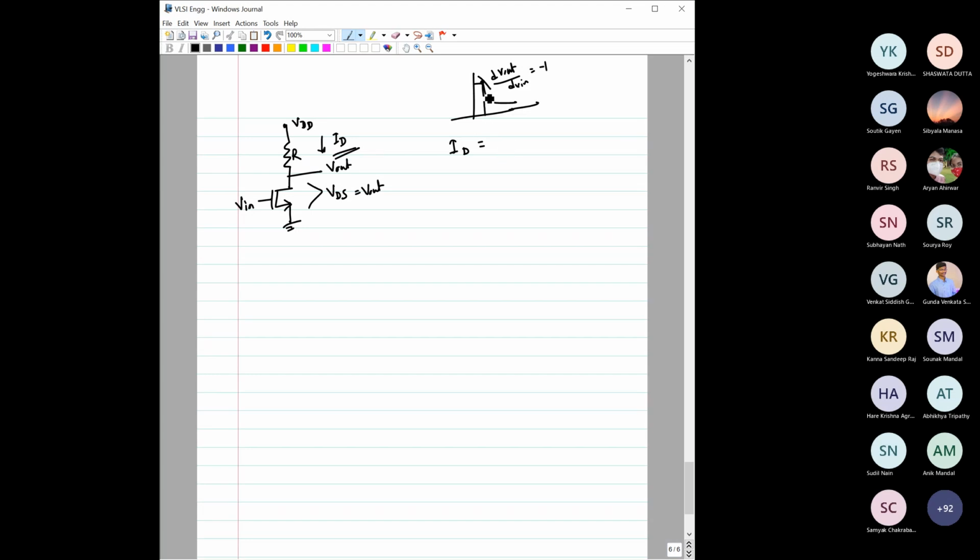Linear region. Why linear region? Please explain. So V in is small. Then V in is small. Will it be in a linear region?